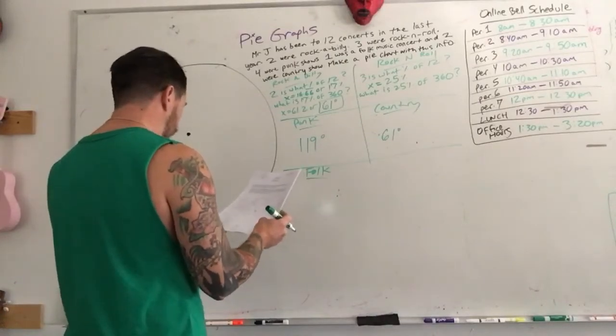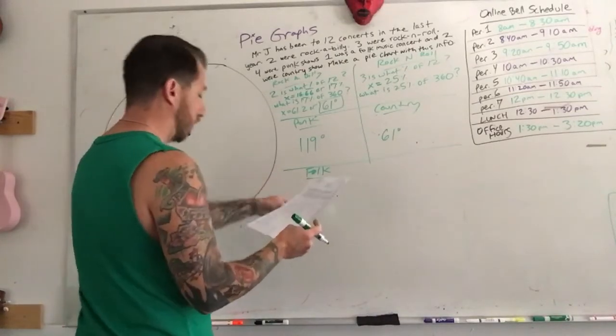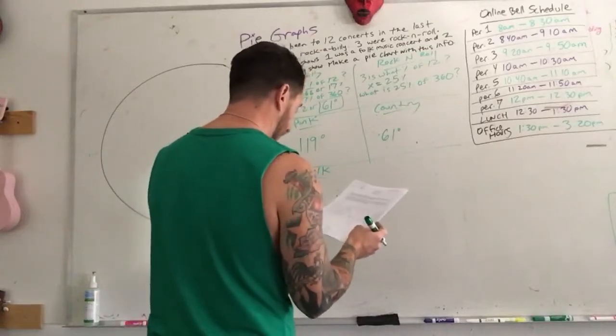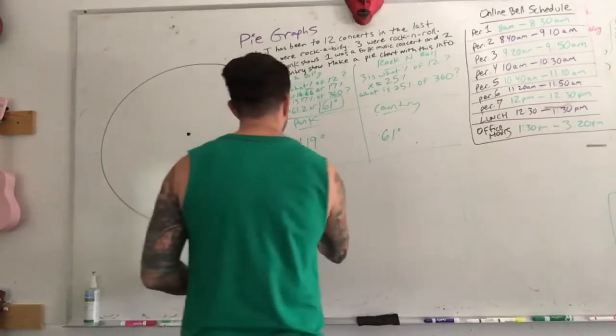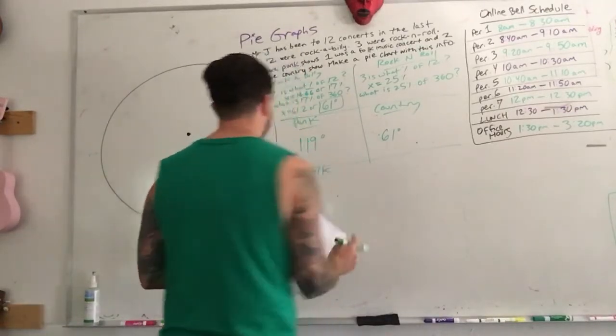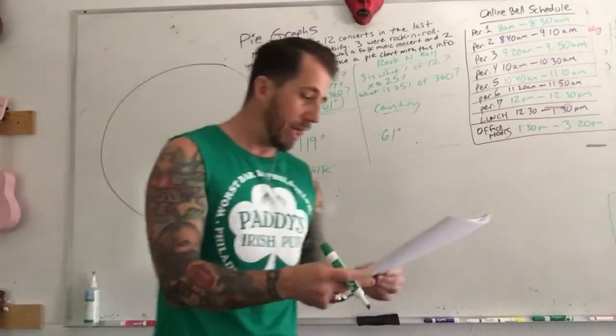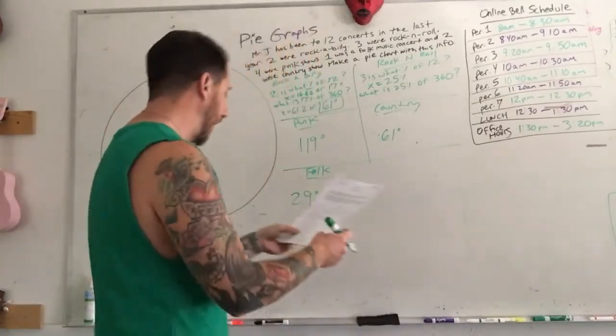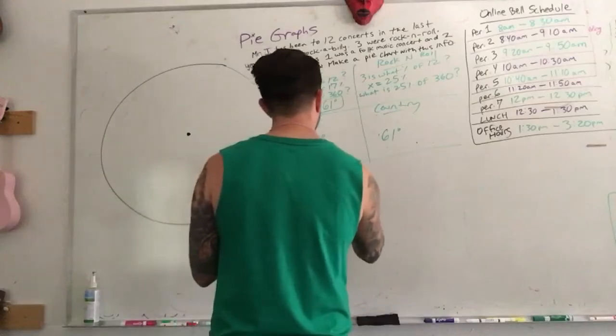And then folk music, where's my folk music? There it is. We're going to graph 29 degrees. Now, just so we know as well, when we did all that work, folk also represented 8%.